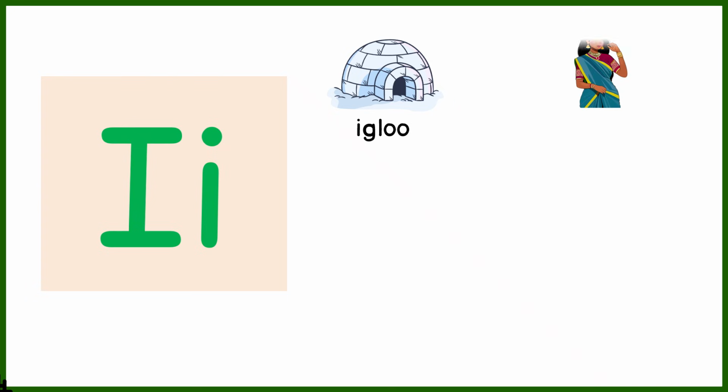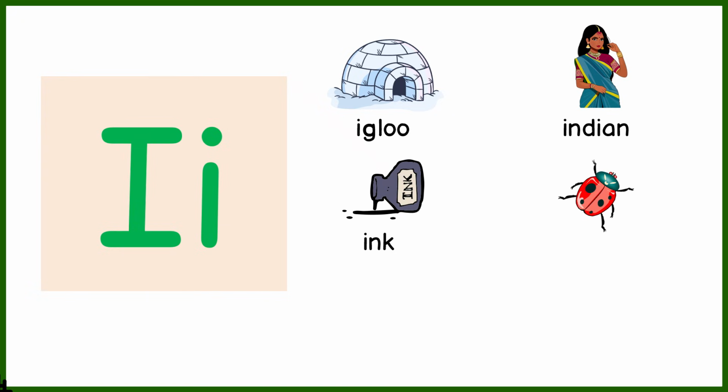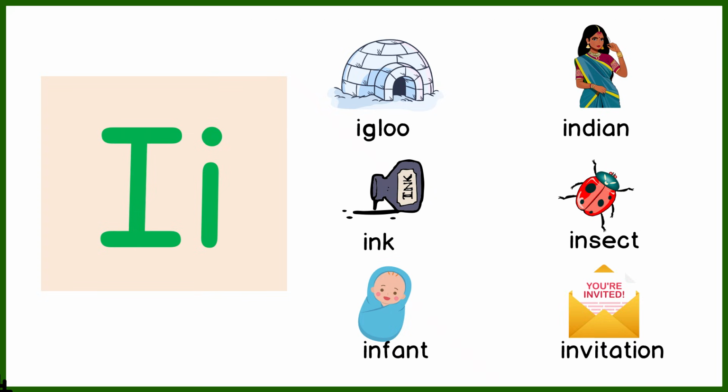This is vowel I. The sound is I. I is for igloo. I. Indian. I. Ink. I. Insect. I. Infant. I. Invitation. I.